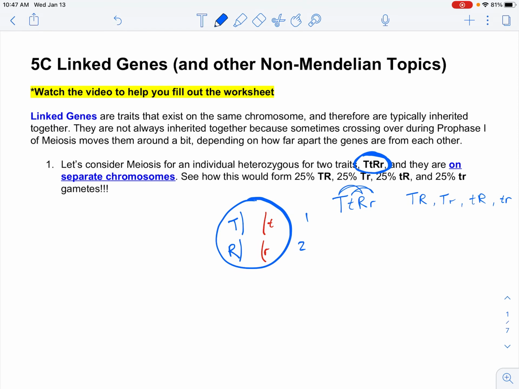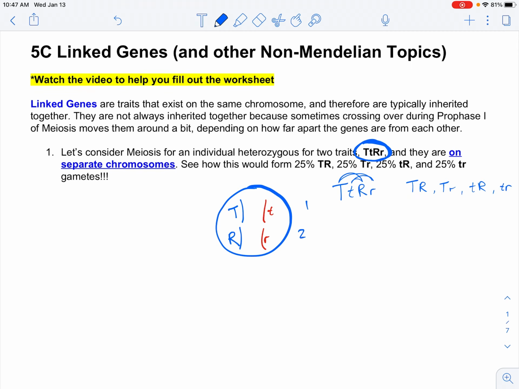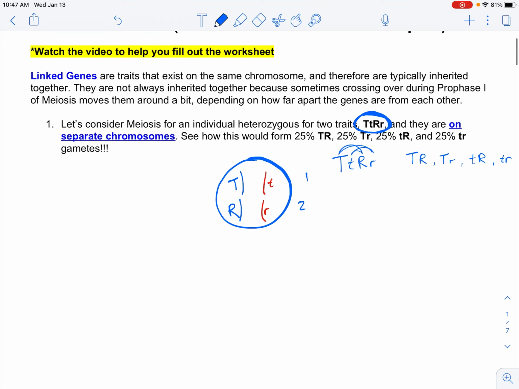So this is what this would look like, and it looks like this because the alleles for tall and round or wrinkled are on different chromosomes. So in S phase of interphase, this is going to duplicate, the synthesis phase. We're going to end up with a cell that has chromosomes that now look like X's, because there are two chromatids attached at a centromere. And now you have also duplicated all the genes on each of those chromosomes.